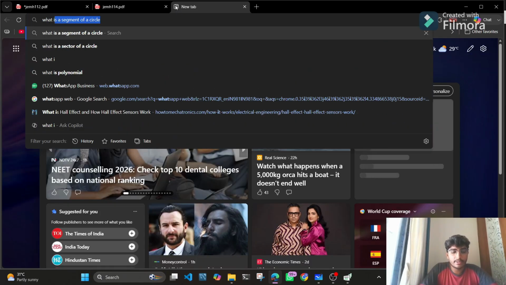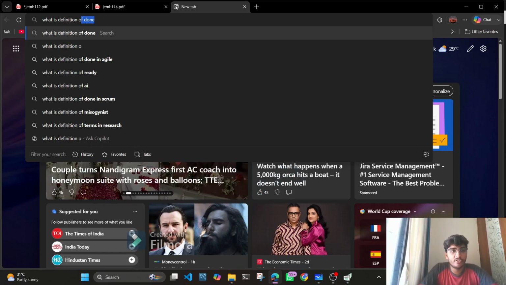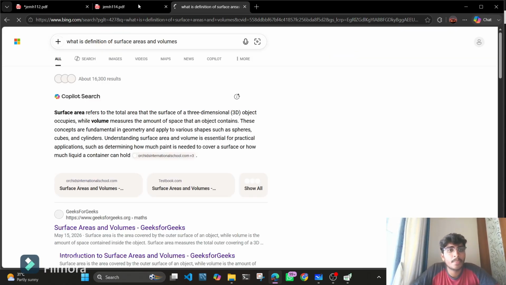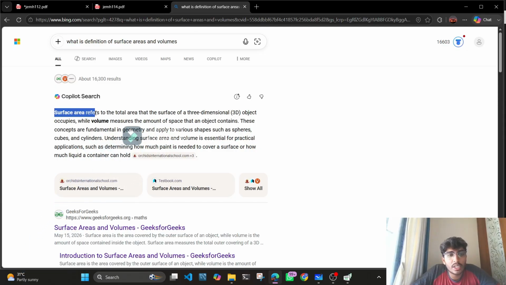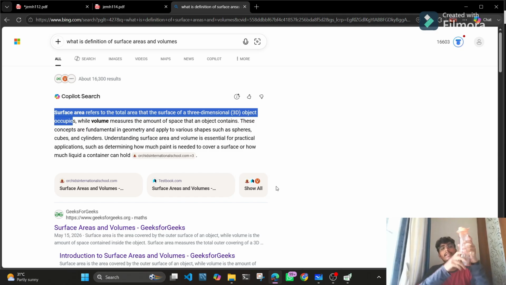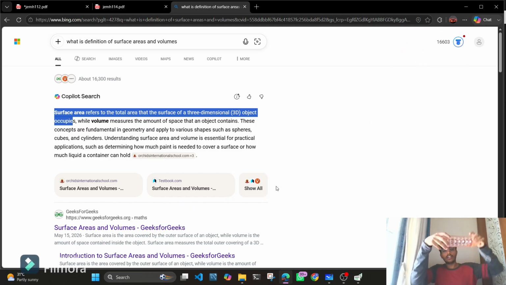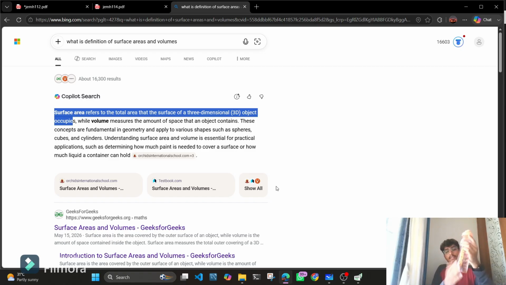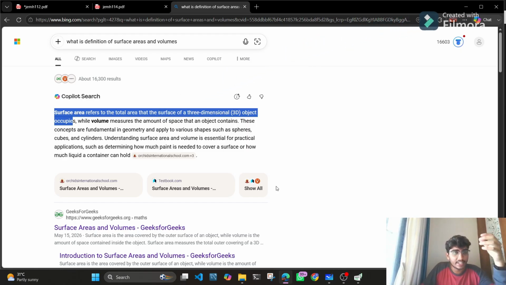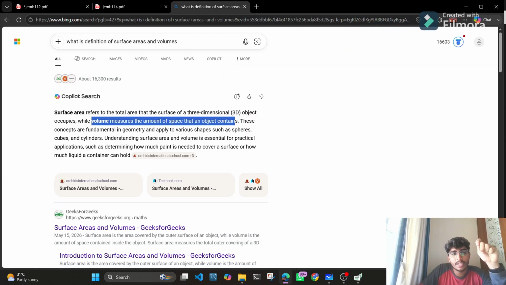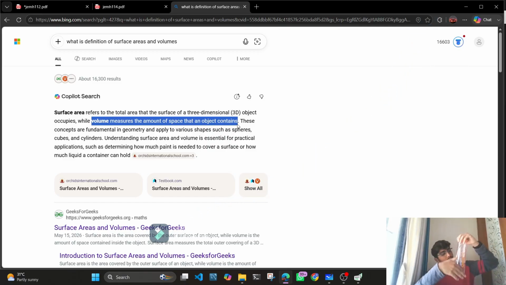So we'll just quickly see the definition of surface areas and volumes. Surface area refers to the total area that the surface of a three-dimensional object occupies. So if this is my bottle, this is the surface. This is a 3D figure, right? So for this 3D figure, the total area that the surface of this three-dimensional object occupies, all this part is called the surface area. While the volume measures the amount of space that an object contains. So basically, the amount of water.